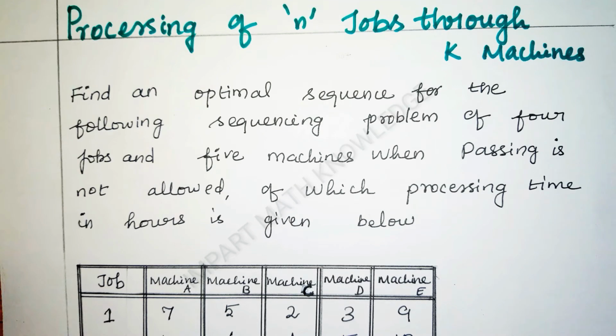In this video, I am going to discuss processing of n jobs through k machines. The question is, find an optimal sequence for the following sequencing problem of 4 jobs and 5 machines when pausing is not allowed, of which processing time in hours is given below. Pausing is not allowed means we have to maintain the order for the given job.